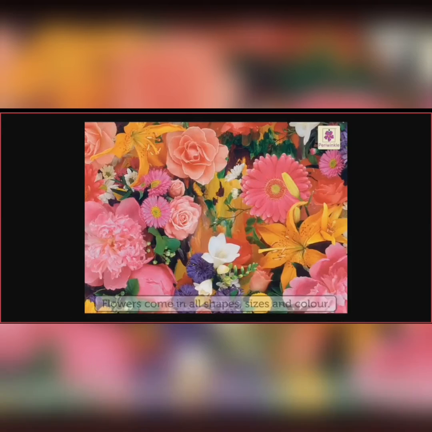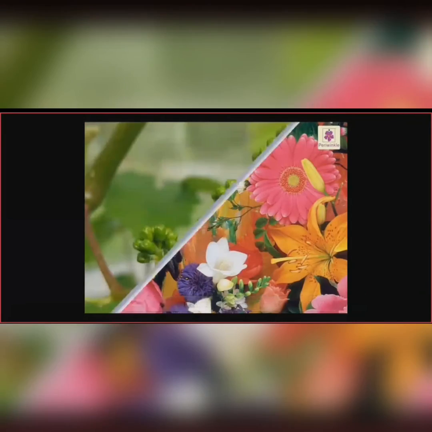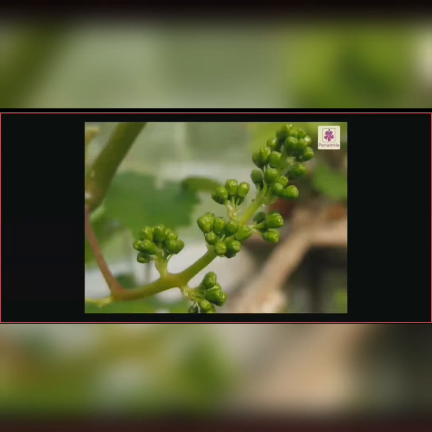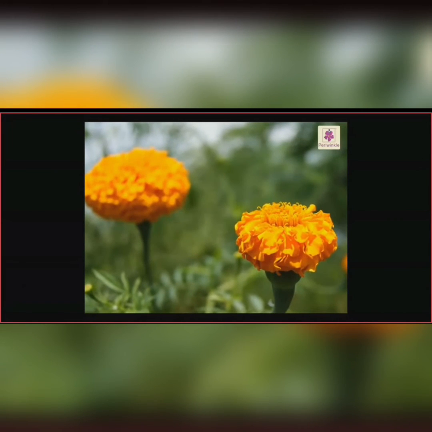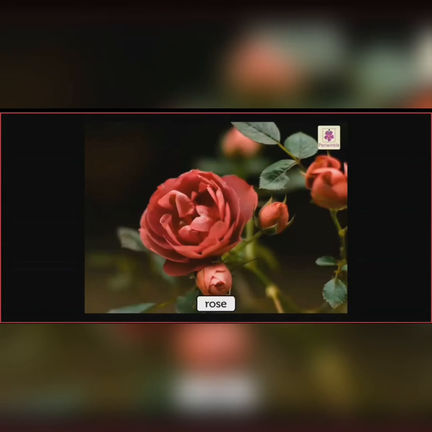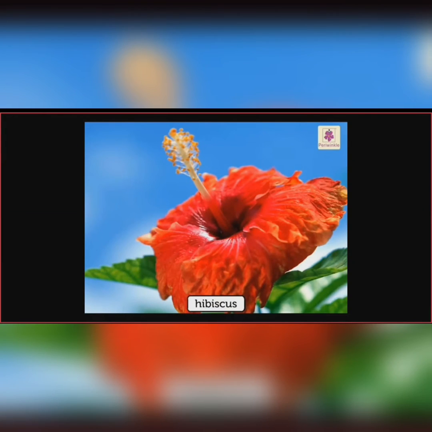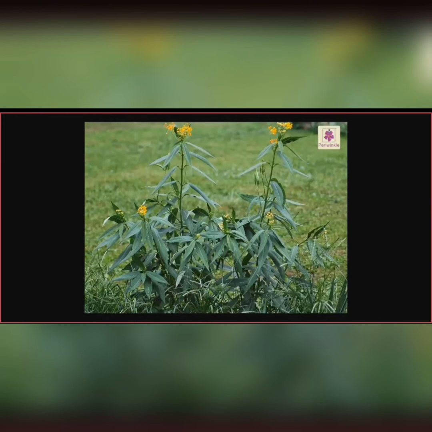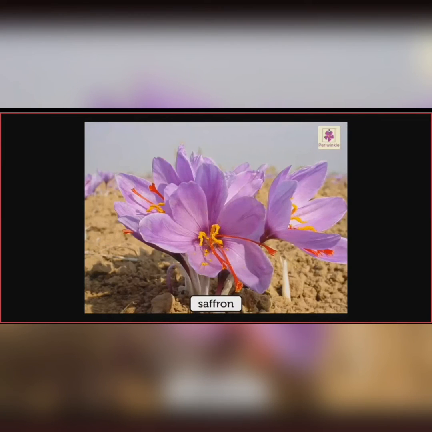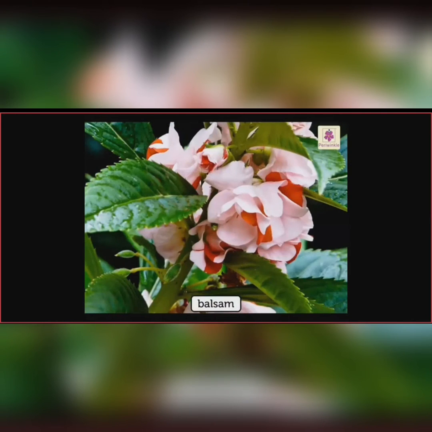Did you know flowers come in all shapes, sizes, and colors, but they all make seeds in a similar way? Some plants flower throughout the year, like rose, hibiscus, and sunflower. Some plants flower seasonally, like saffron, tulip, and balsam.